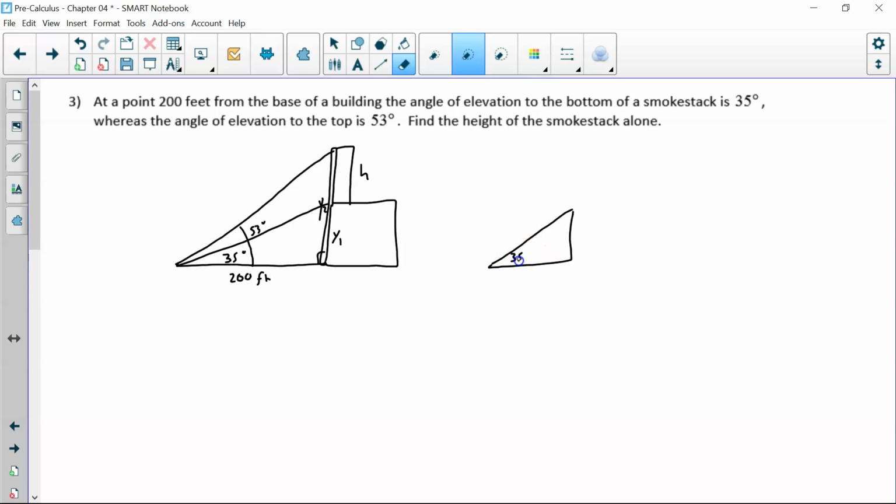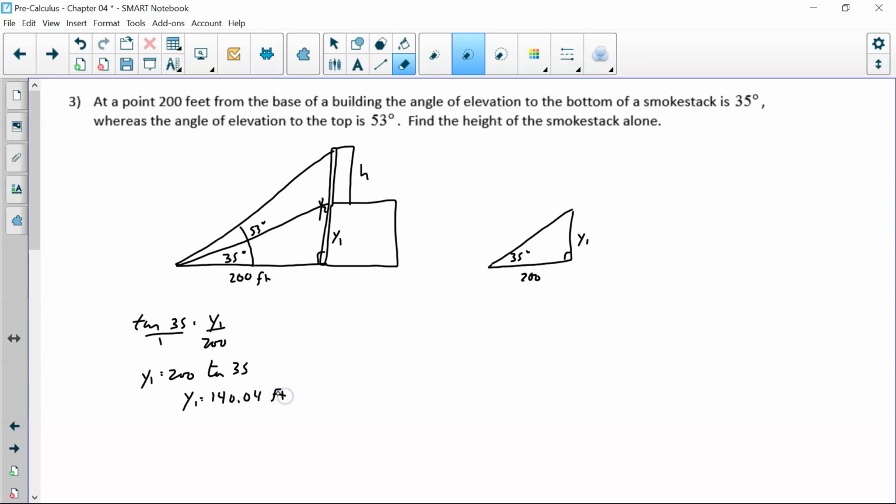What we have, here's our 35 degree, here's 200, and we'll call this Y1. So we don't have the hypotenuse. We don't care about the hypotenuse. Let's use tangent of 35 equals opposite Y1 over 200. Put that over 1, cross multiply, Y sub 1 equals 200 tangent 35. So Y1 equals about 140.04 feet.